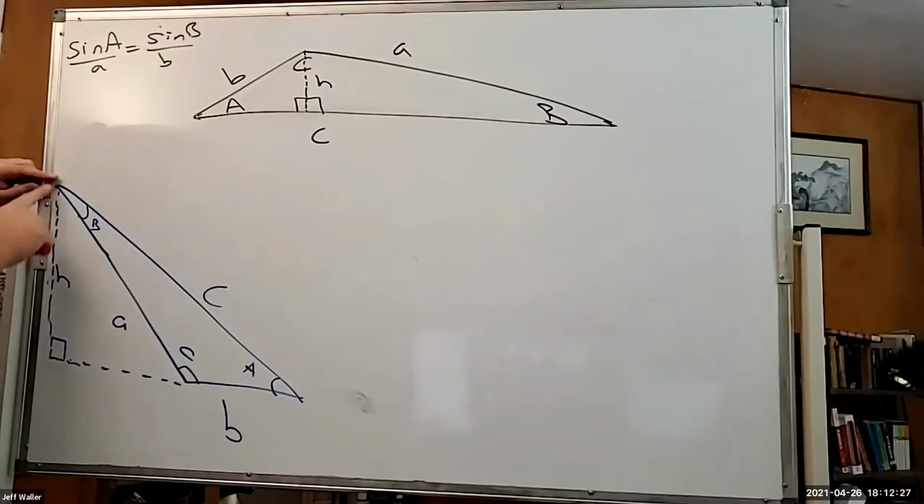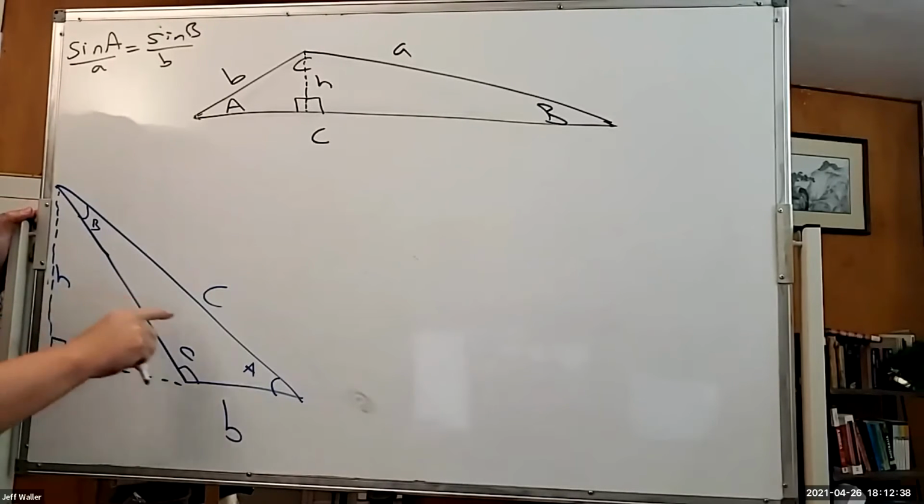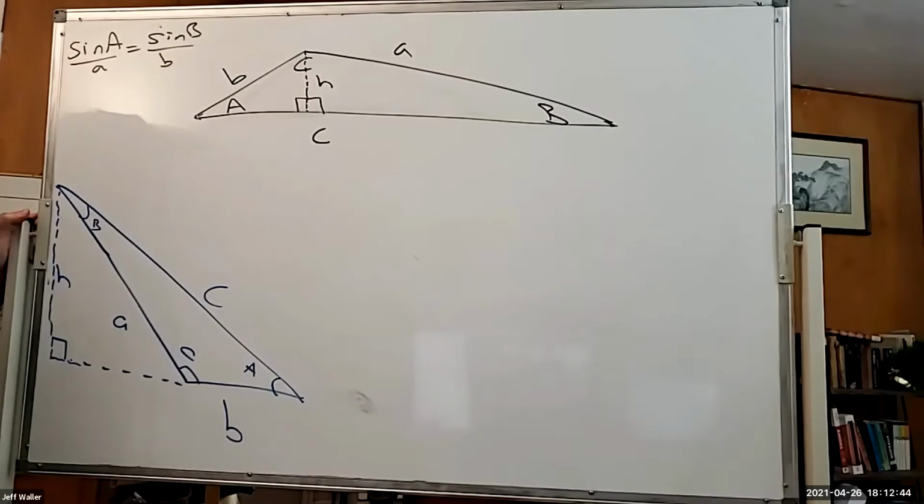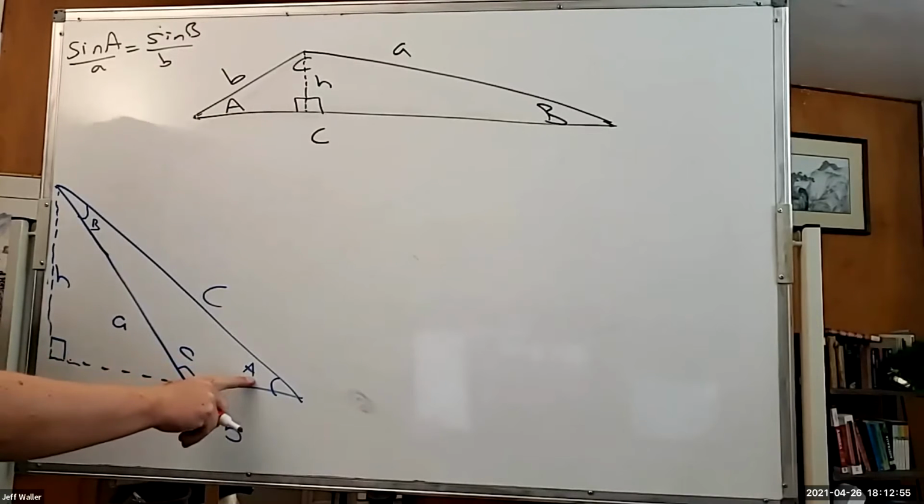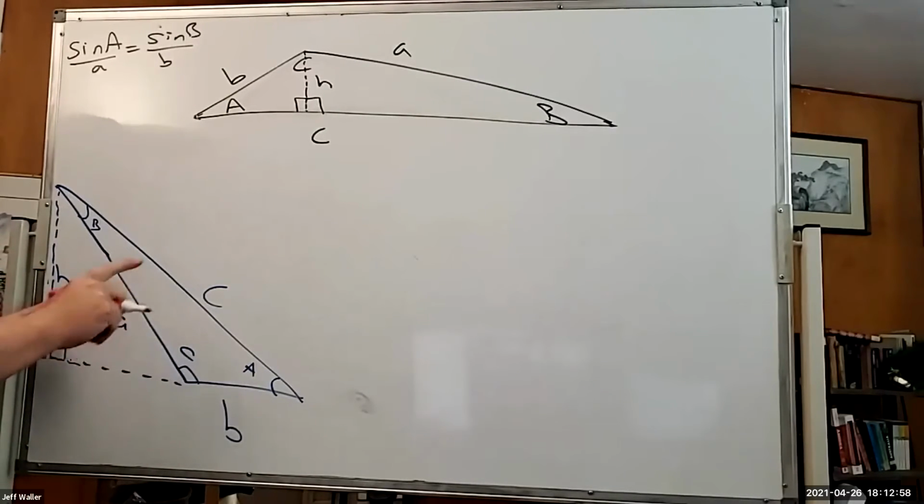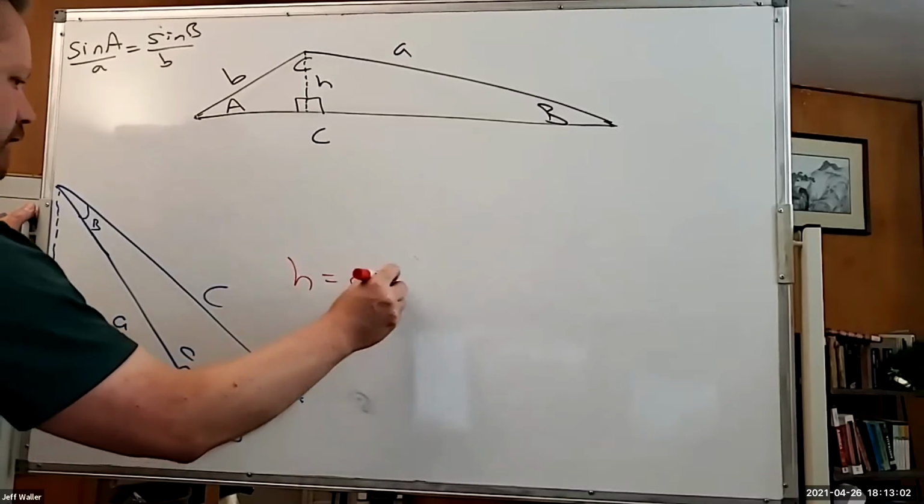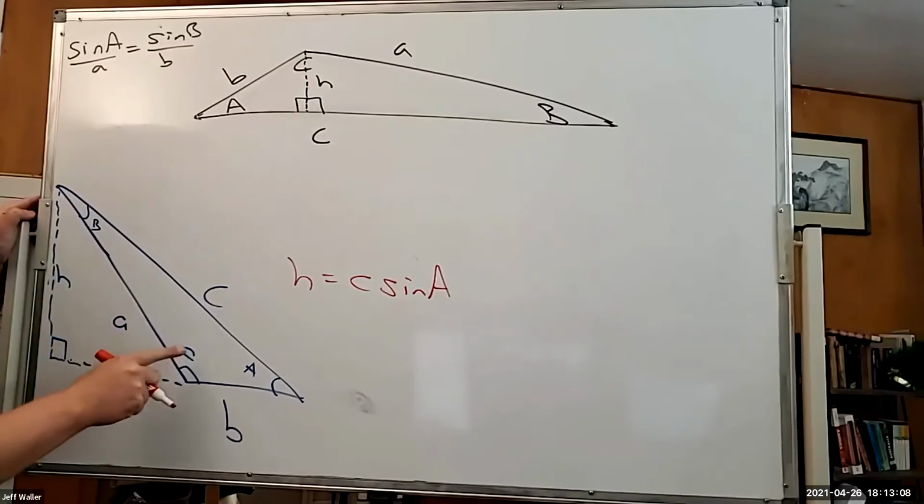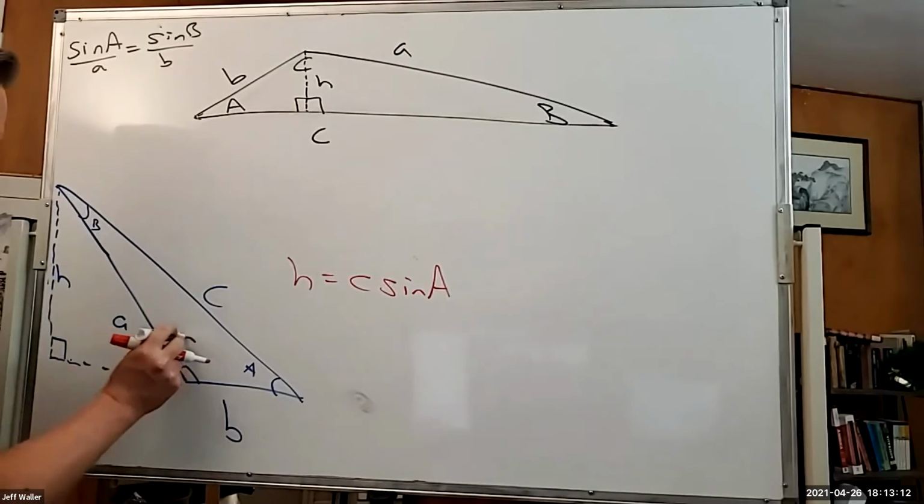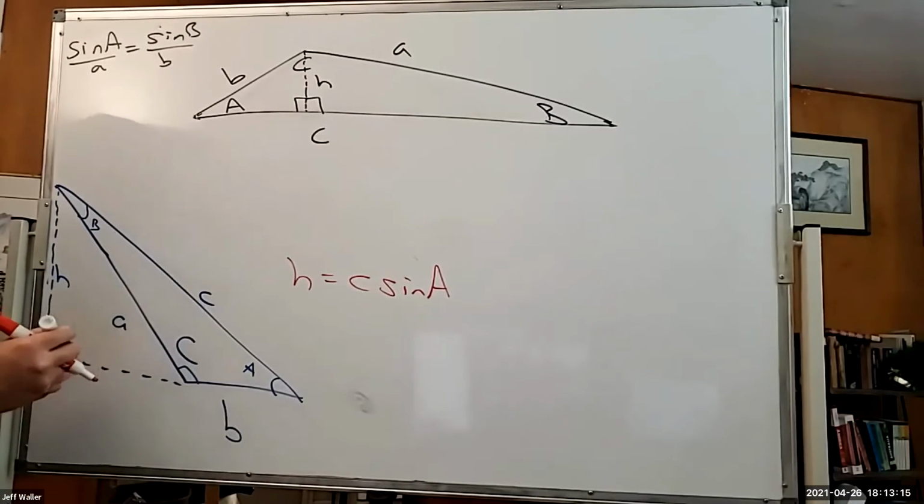Now, how can I write H? So I got this big right triangle here, right? So what is H in terms of angle A and C? Sine A, equals H over C. So H equals C sine A. Now here's where, all right, you ready? Let me get this a little bit better. That's angle C. It's supposed to be the capital letter. You're supposed to be the lowercase.